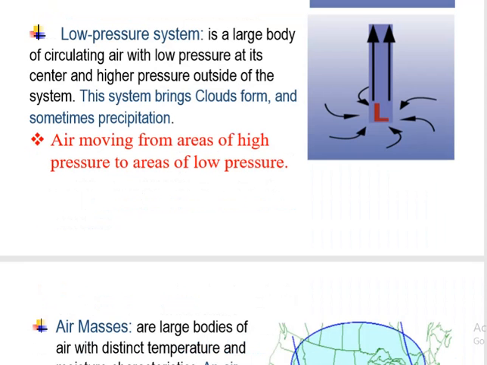The second type of air pressure will be low pressure system. It will contain a lesser number of molecules, so it's a large body of air with low pressure at its center and high pressure outside it. The weather will be cloudy. Usually air moves from high pressure to low pressure.